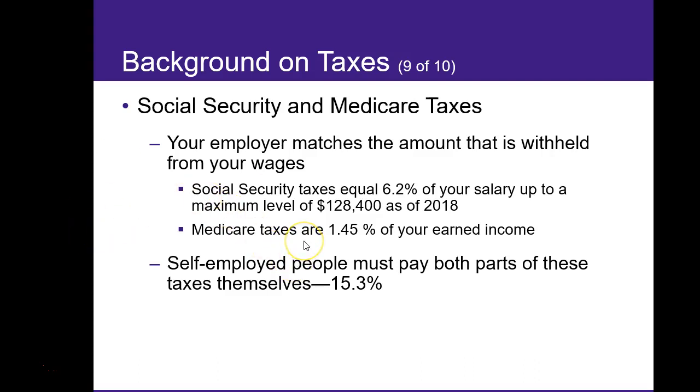With the Medicare tax, the tax is 1.45% on the total income that you earn for the year. So 6.2% is the tax rate for Social Security tax, 1.45% for Medicare tax.